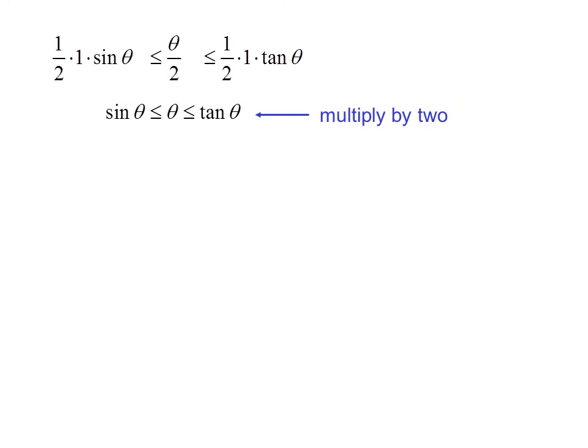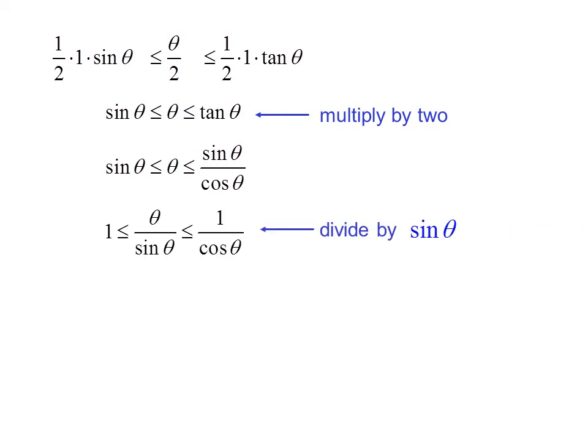Multiplying through by 2, we have sine theta is less than or equal to theta, which is less than or equal to tangent theta. Or sine theta is less than or equal to theta, which is less than or equal to sine theta over cosine theta. Now, if we divide by sine theta, we get 1 is less than or equal to theta over sine theta, which is less than or equal to 1 over cosine theta.